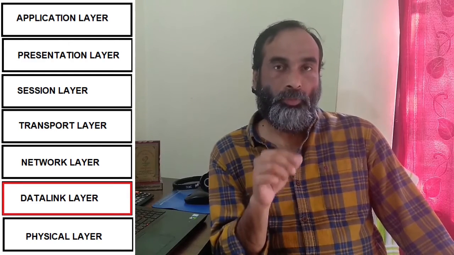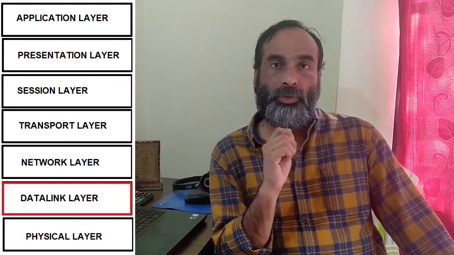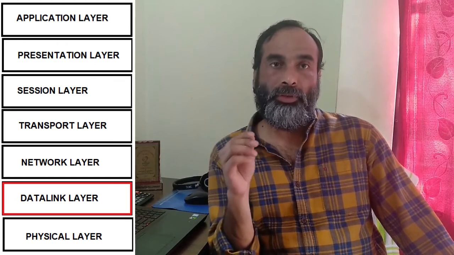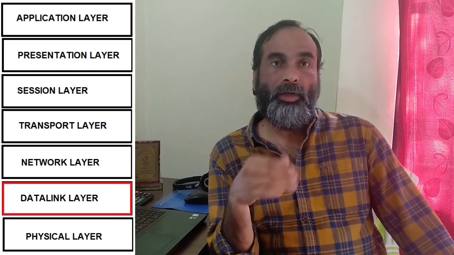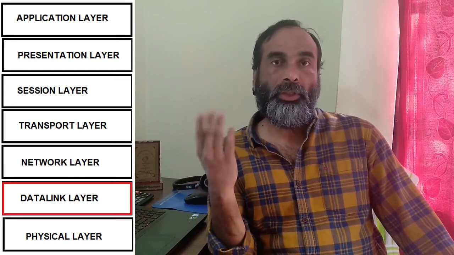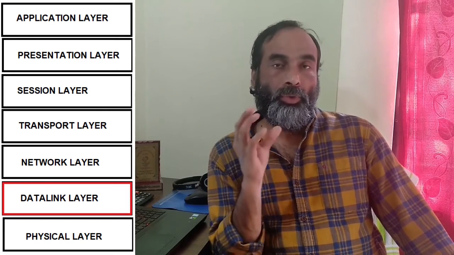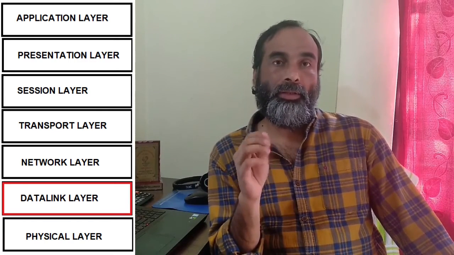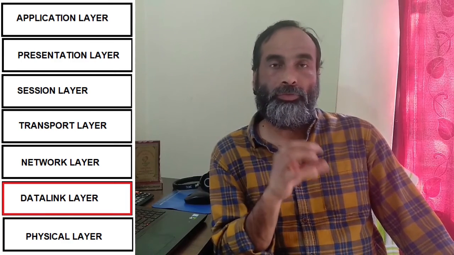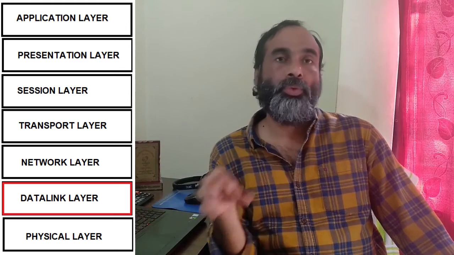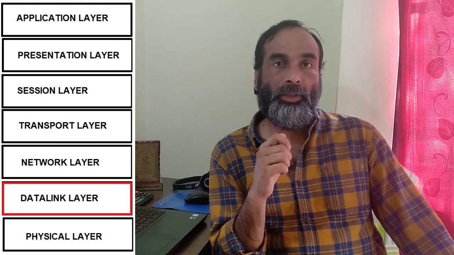After it leaves your computer, it makes sure that it reaches the next router, and from that router it makes sure that it reaches the next router. Then that router reaches the recipient's computer and delivers the data. So the main purpose of the data link layer is the transmission of data from one node to another node.